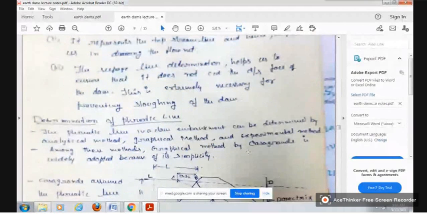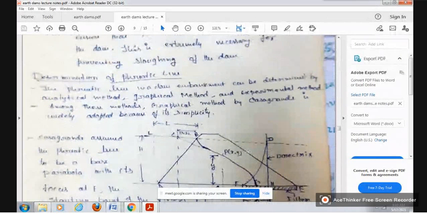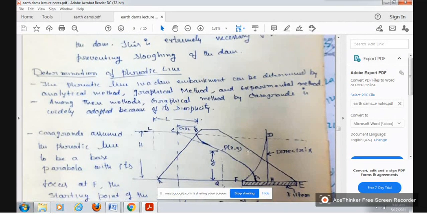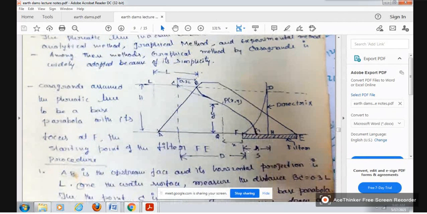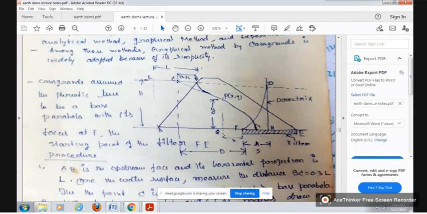How do you determine the phreatic line? There is a procedure for this. A graphical method is there, given by Casagrande. So this is the dam section. I am telling you how to draw the line. The phreatic line is a base parabola with its focus at F. So this is the start point.